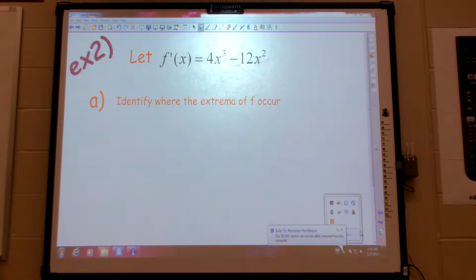Okay, I'm going to let f prime equal 4x cubed minus 12x squared. Identify where the extrema of f occur.